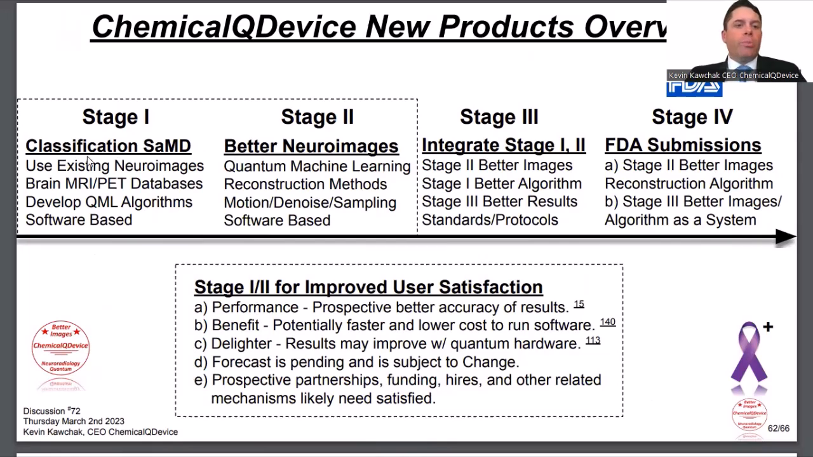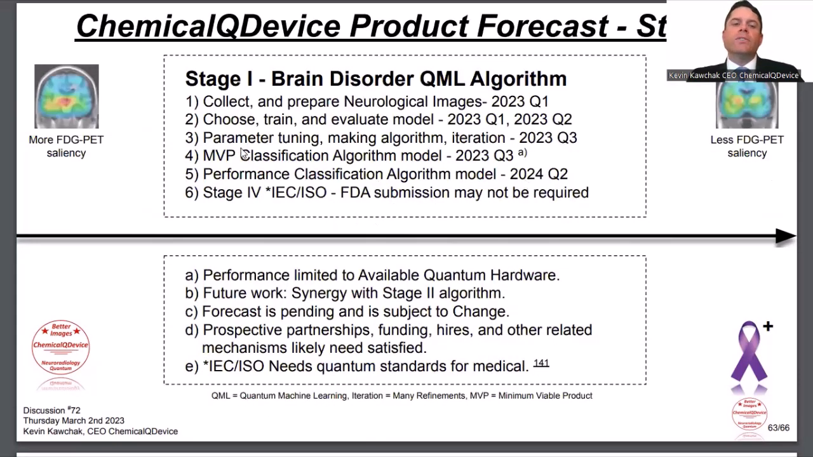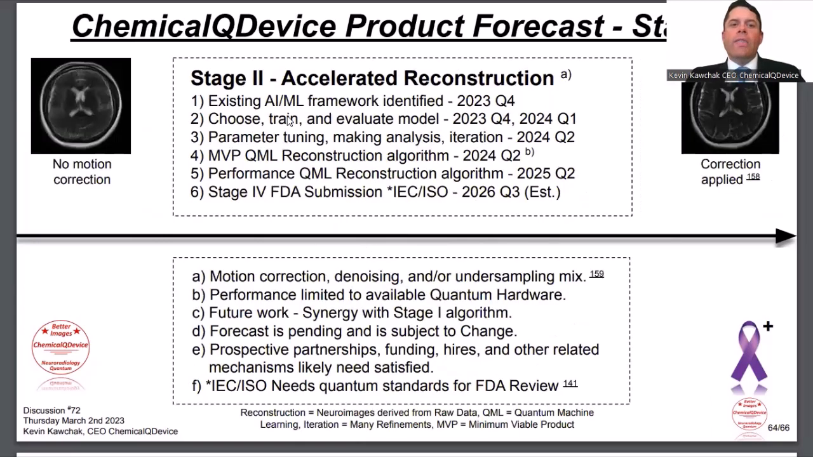And this is where the startup is right now, is focusing on a classification software as medical device for brain disorder. This would be Q3 this year, an MVP. So that's why I'm going into the QCNNs and quantum neural networks and learning from all these things. This supports that. And then this is accelerator reconstruction.